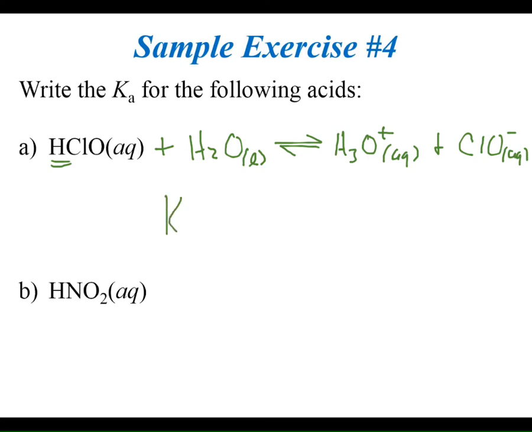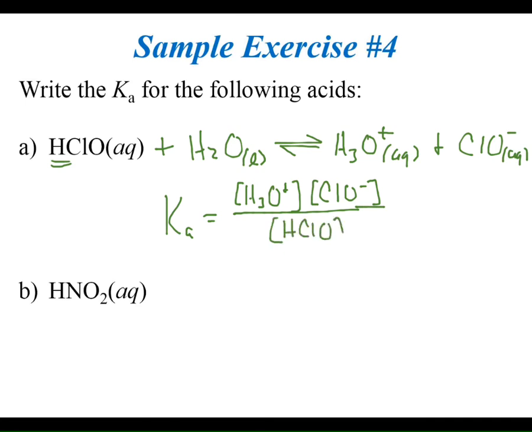Let's see here. So what would I put in my Ka expression? Concentration of H3O plus. What else? Times concentration of ClO negative over what? Concentration of HClO. Of course, don't include water because water's a liquid.